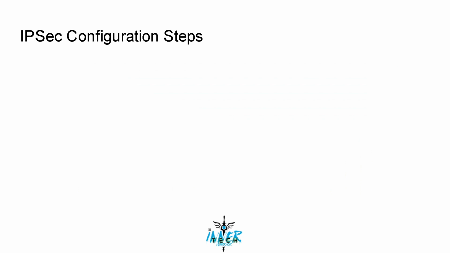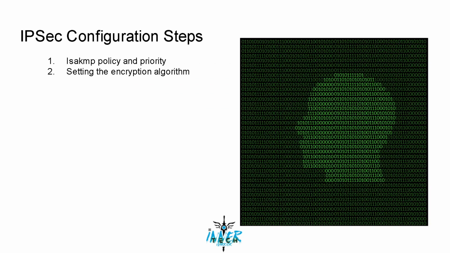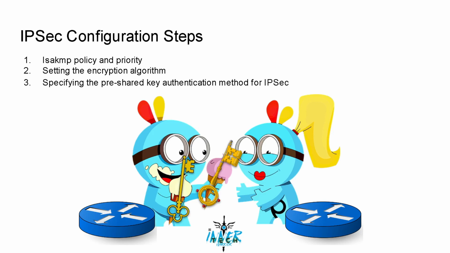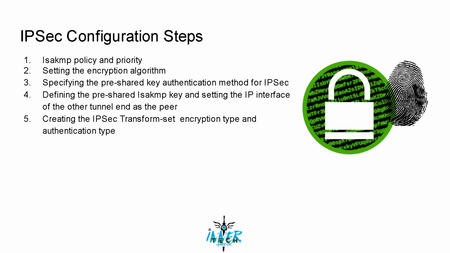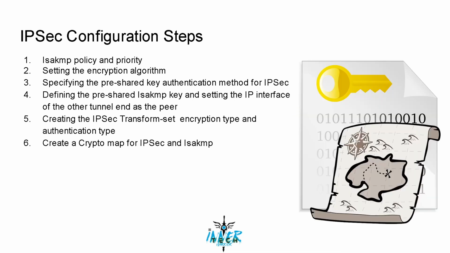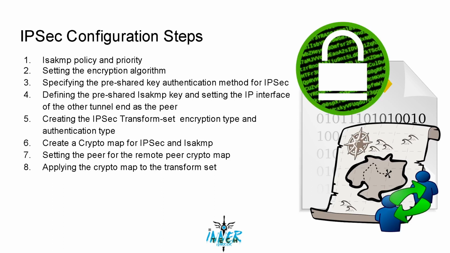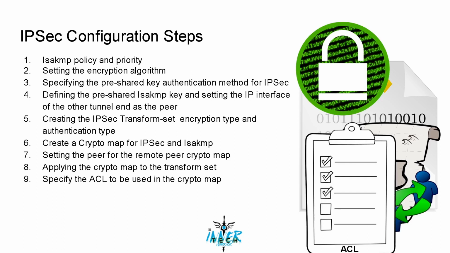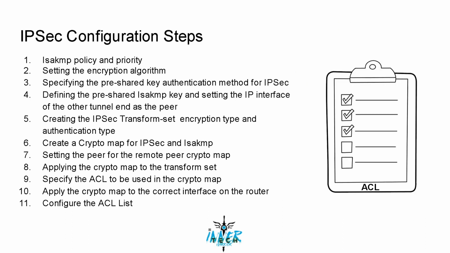We're going to go through the following steps to set up the IPsec configuration: ISAKMP policy and priority, setting the encryption algorithm, specifying the pre-shared key authentication method for IPsec, defining the pre-shared ISAKMP key and setting the IP interface of the other tunnel end as the peer, creating the IPsec transform set encryption type and authentication type, creating a crypto map for IPsec and ISAKMP, setting the peer for the remote peer crypto map, applying the crypto map to the transform set, specifying the ACL to be used in the crypto map, applying the crypto map to the correct interface on a router, configuring the ACL list, and then permit or deny specific traffic in the ACL.